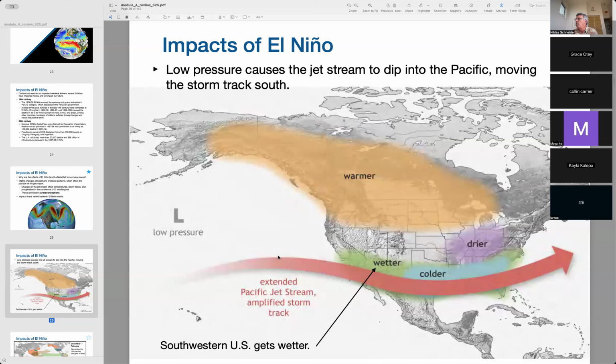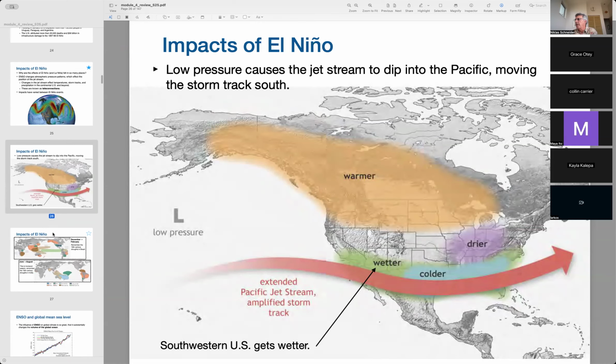And these teleconnections underlie, again, changes in the jet stream, and you see that in North America, overall the jet stream dips into the Pacific and it moves the whole storm track to the south. And as a result, over North America we have warmer conditions in the northern half of North America, colder conditions in the southern half, and much wetter conditions in the southwest.